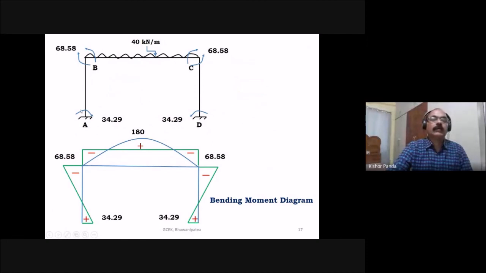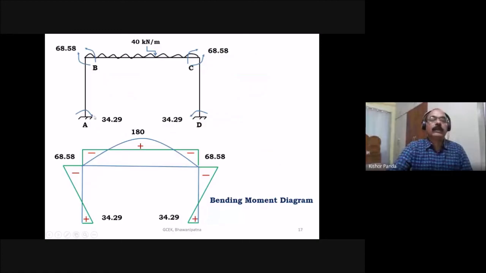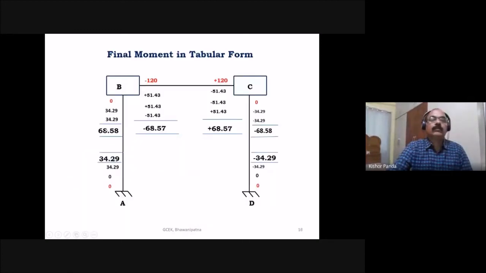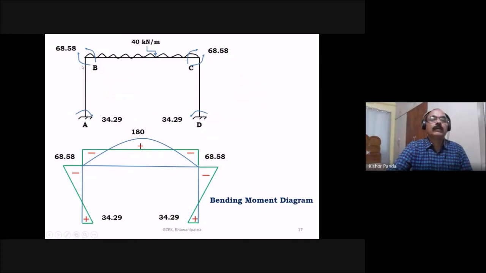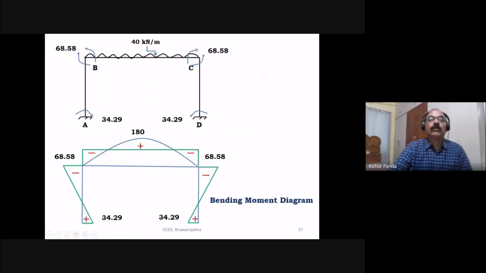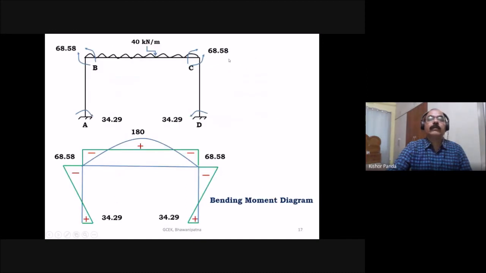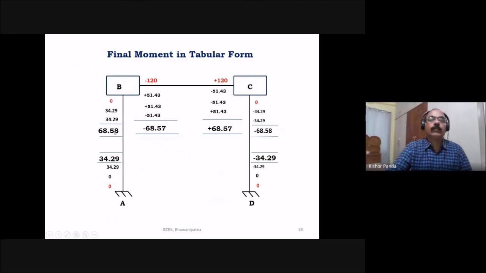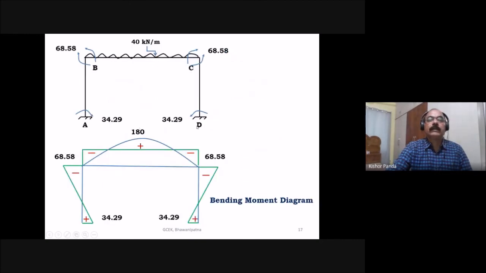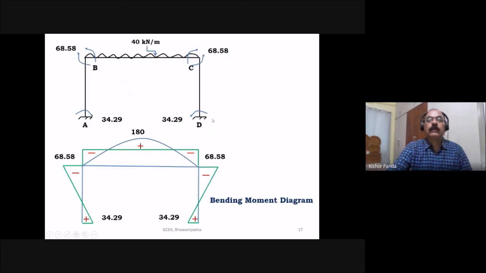This is the direction of the moment. Here 34.29 is positive, so you give the direction clockwise, and here this is also positive, give the direction clockwise, and here this is negative, give the direction anti-clockwise, and here this is positive, give the direction clockwise, and here this is negative, give the direction anti-clockwise. I am taking 68.58 here; both are taken as 68.58. Then here minus 34.29, so this is anti-clockwise 34.29. So this is the direction of the moment.